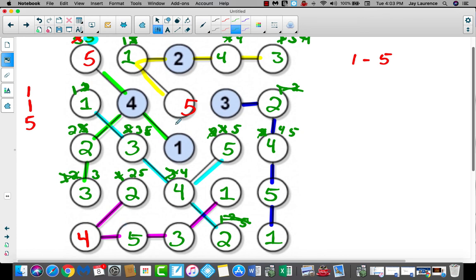Okay, let's check the chains. Green chain, 5, 4, 2, 3, 1. Yeah, that's all 5. Yellow chain, 1, 2, 5, 4, 3. Blue chain, 3, 2, 4, 5, 1.